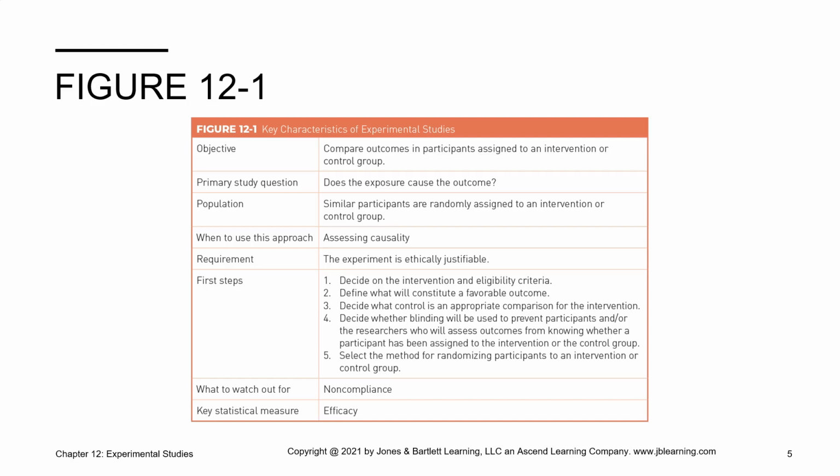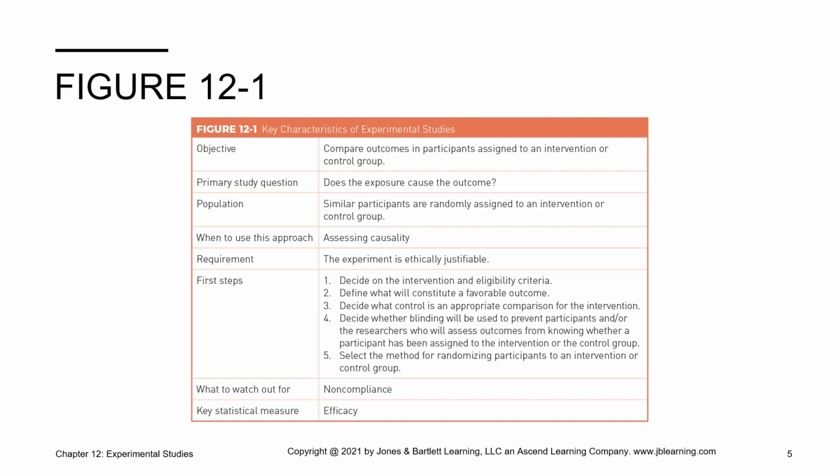And so Figure 12.1 goes over the key characteristics of experimental studies. So what is the objective? To compare outcomes in participants assigned to an intervention or a control group. The primary study question could be something like, does the exposure cause the outcome? The population includes similar participants that are randomly assigned to an intervention or control group.